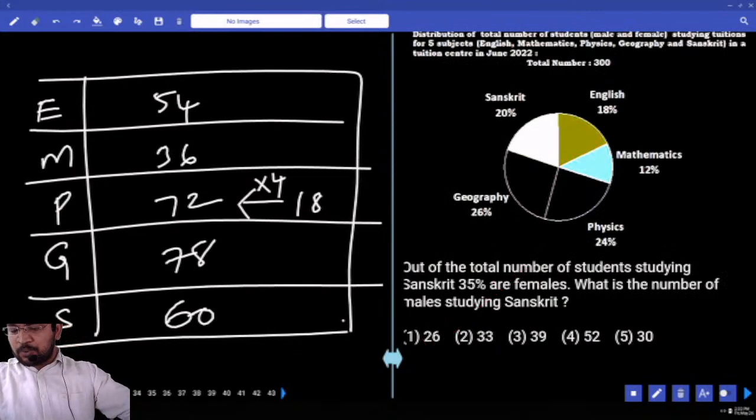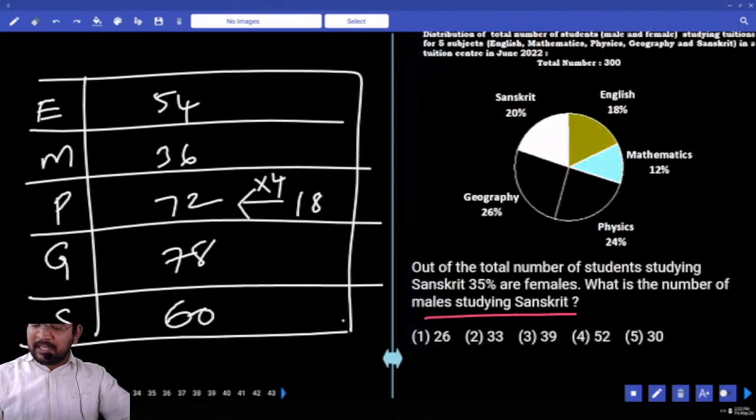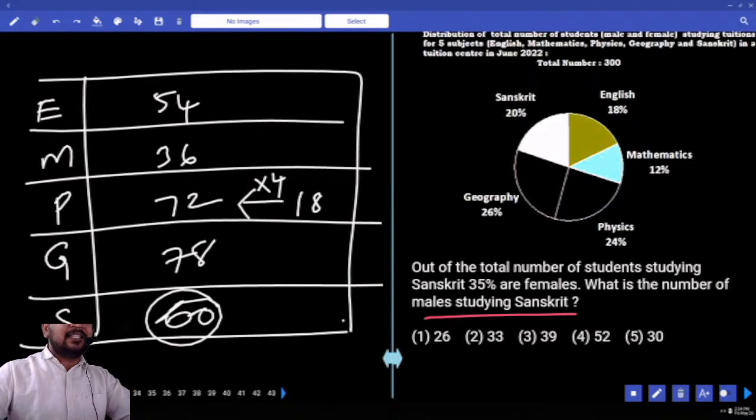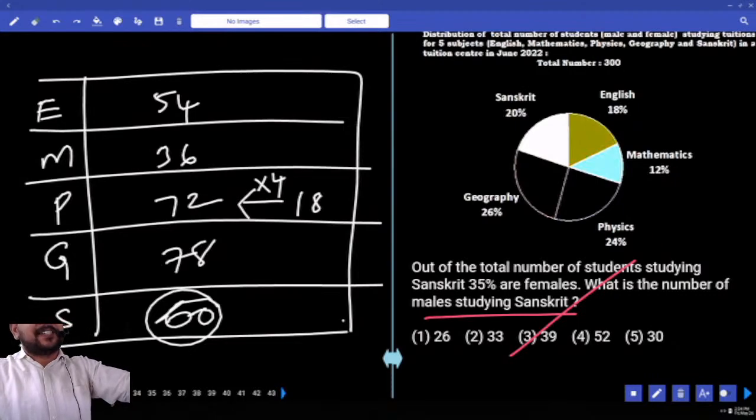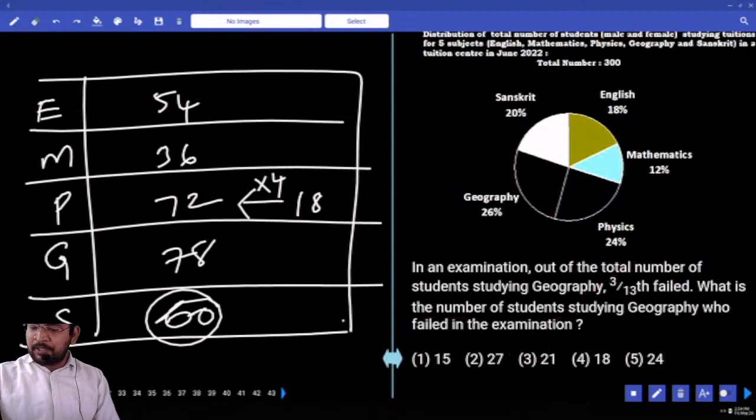Out of the total number of students studying Sanskrit, 35% are females. Therefore, males studying Sanskrit are 65%, na. Sanskrit is 60, na. 65% of 60 is 39. 60% is nothing but 36, 5% is 3, 3 plus 36 is 39. Are you clear? Next, in an examination, out of the total number of students studying geography, 3/13 failed.